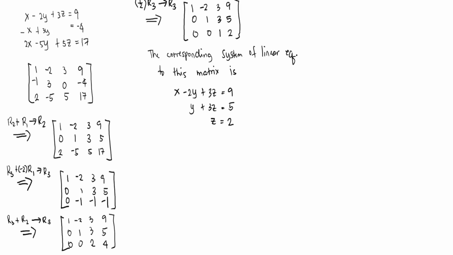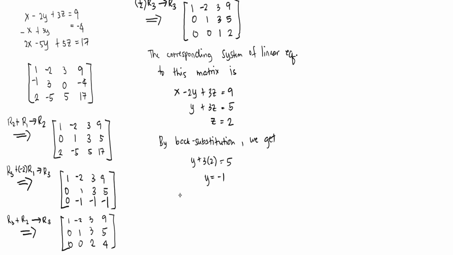Recall that this system is in row echelon form. And we can solve this system by back substitution. So we substitute the value of z here in the second equation. So that would be y plus 3 times 2 equals 5. So y is equal to negative 1.